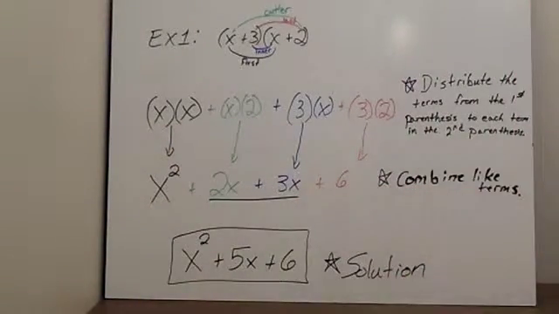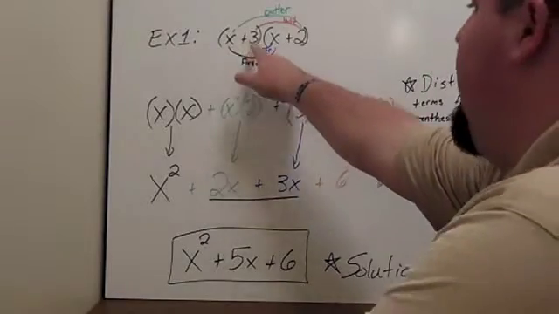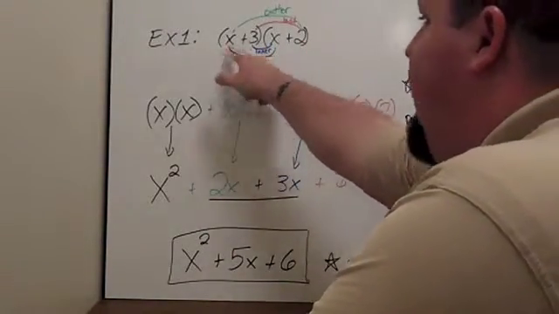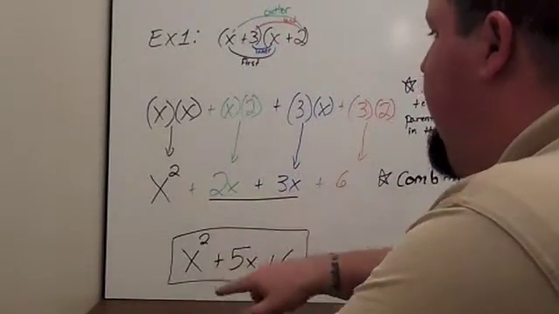We then take our outer terms, or O. This is the outer term in each parenthesis, the x and the 2, the bookend terms. X times 2 gives us 2x.